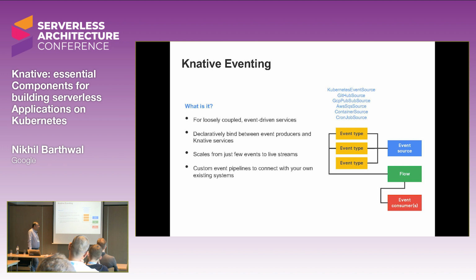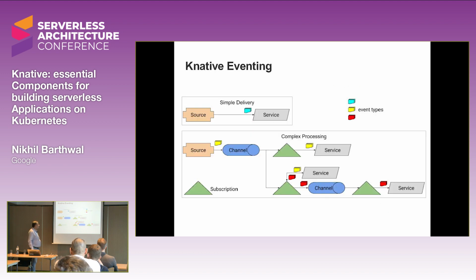Now you have eventing, right? You have different event sources, you have event types, flows. The whole idea of serverless is loosely coupled components. So you have event-driven services, and you can declaratively bind them between different producers and services. So it's very scalable, from just a few events to live streams, and you can add your own custom pipelines. I have a diagram of eventing. So source to service, that's a simple delivery example, but then you can have channels and you can have a whole lot of complex processing the way you want.